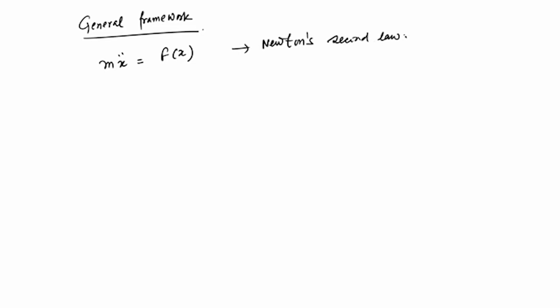So, the general framework would say that we have a problem to solve which is m x double dot equal to f of x, and this is nothing but Newton's second law. Okay. So, we really talk about f of x, which is obtained from a potential function v of x, and we are talking about the conservative force here.